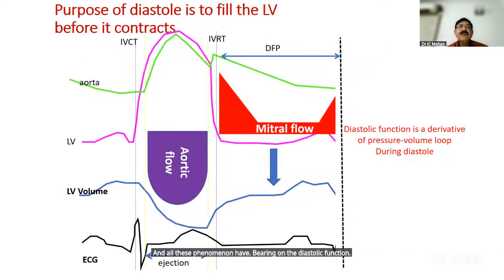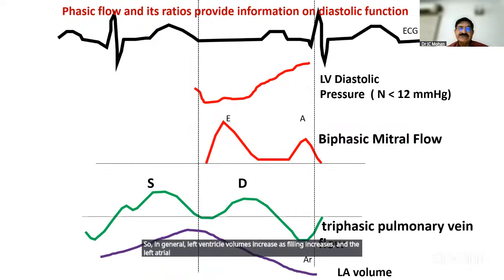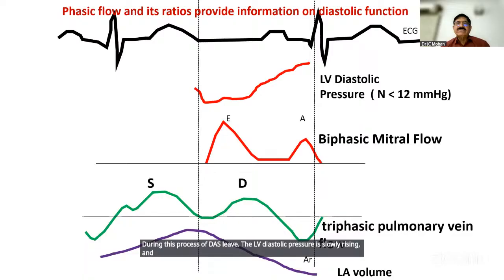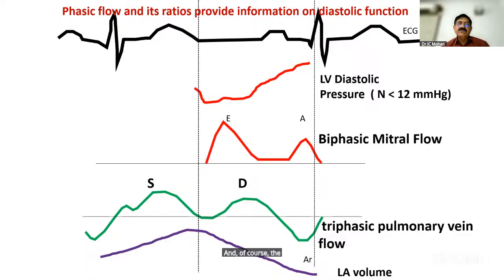So in general, left ventricle volumes increase as filling increases and the left atrial volumes decrease. During this process of diastole, the LV diastolic pressure is slowly rising and there is a biphasic mitral flow. And of course, the left atrial volume keeps decreasing during diastole, and so does the left atrial pressure.